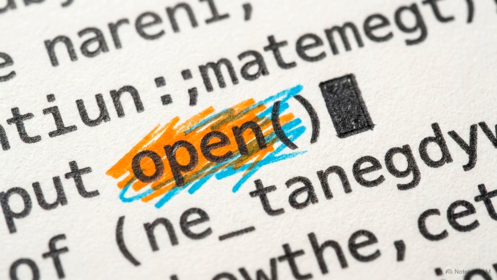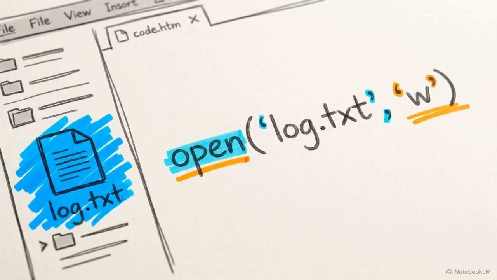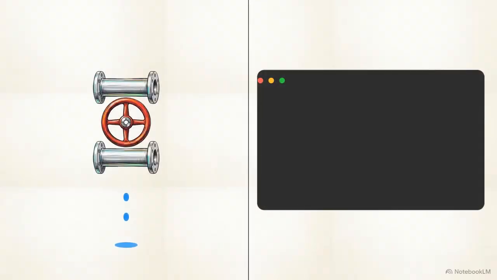To interact with files, Python uses the built-in open function. Call open, pass in log.txt as your file name, and set the mode to W for write. This creates a new text file. Forgetting to close a file causes memory leaks.